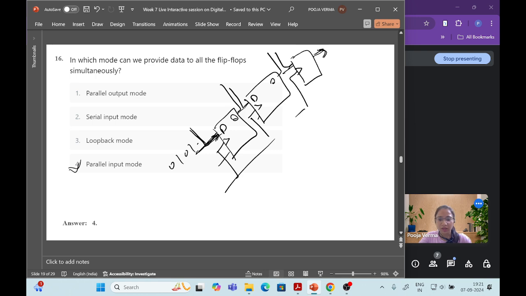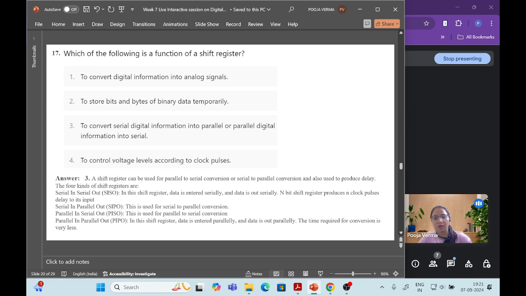Okay, so moving to the next question. I hope you understand. So here also it is given the 4 types of shift registers. Which of the following is a function of shift register? Option 1 is to convert digital information into analog. Option 2 is to store bits and bytes of binary data temporarily. Option 3 is to convert serial digital information into parallel, or parallel digital information into serial. Option 4 is to control voltage level according to the clock pulses. So what is a function of shift register?